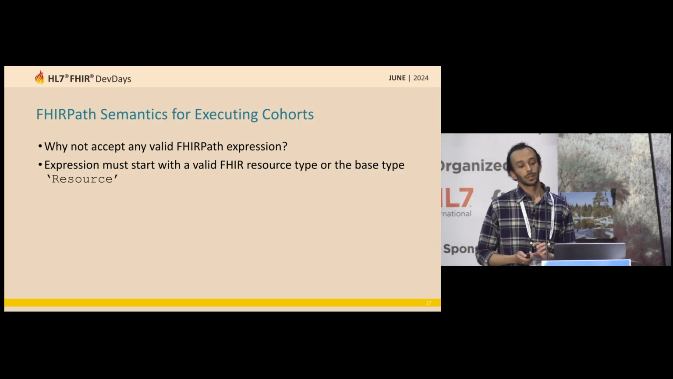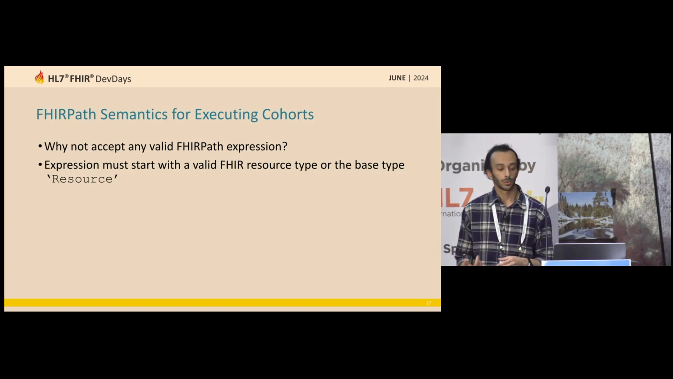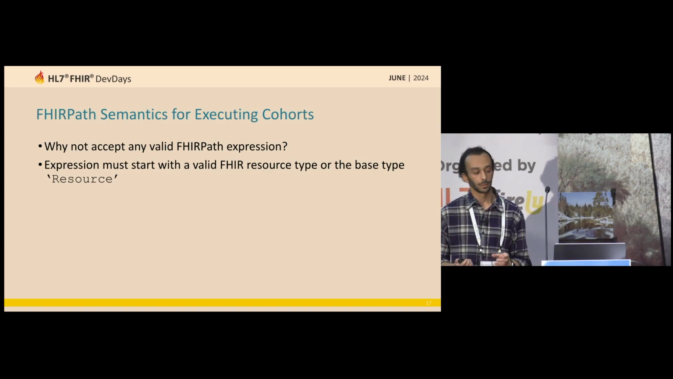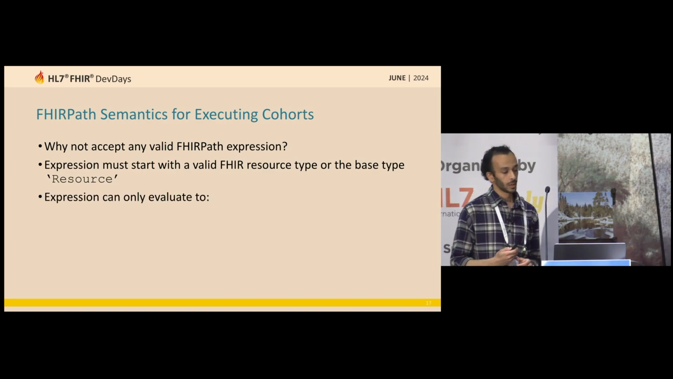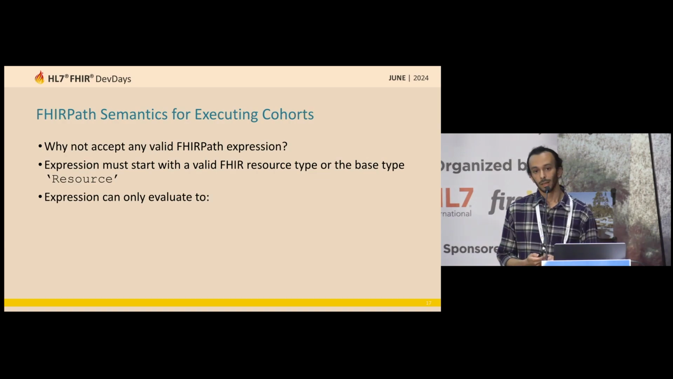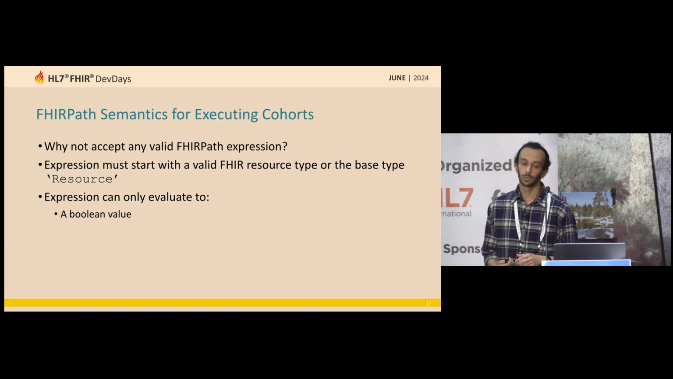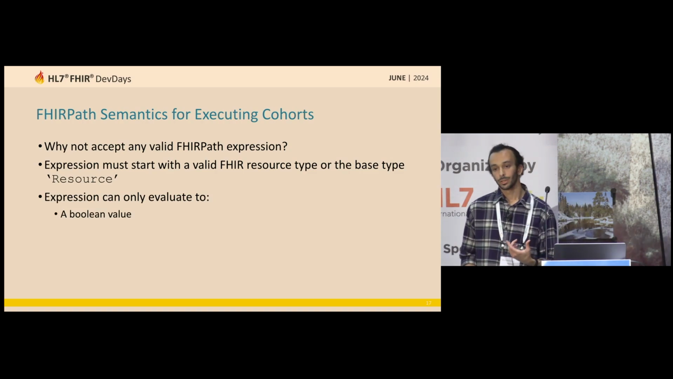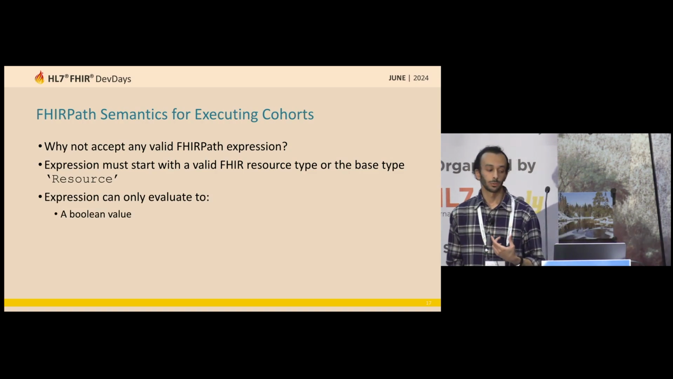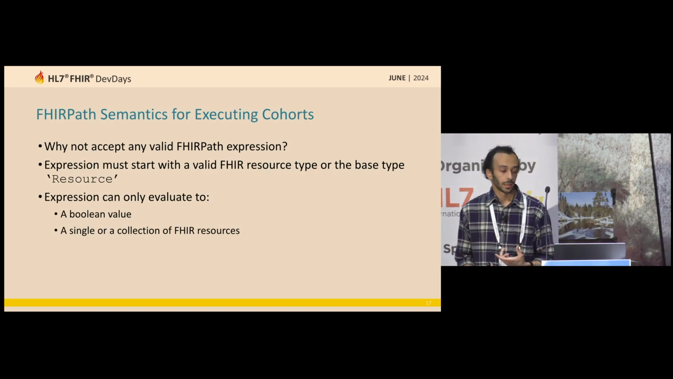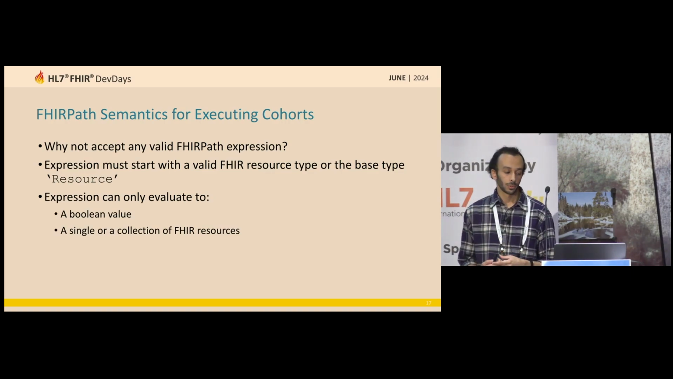The first constraint is the expression must begin with a valid resource type, or if you want this expression to apply to any resource type, you can start with the base type, which is Resource. The second constraint is the expression needs to evaluate to either a Boolean value. If it evaluates to true, then the base resource we're evaluating on will be matched, and if false, then we skip it. Or the expression can evaluate to a collection of FHIR resources.